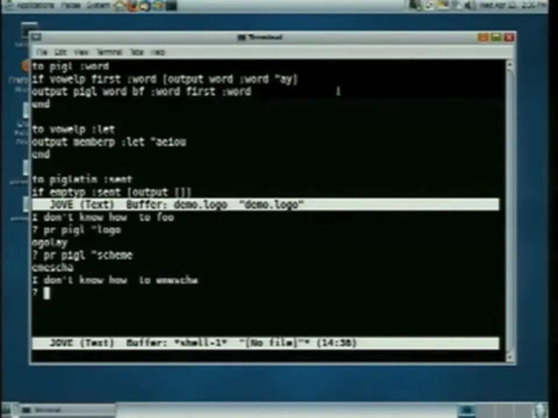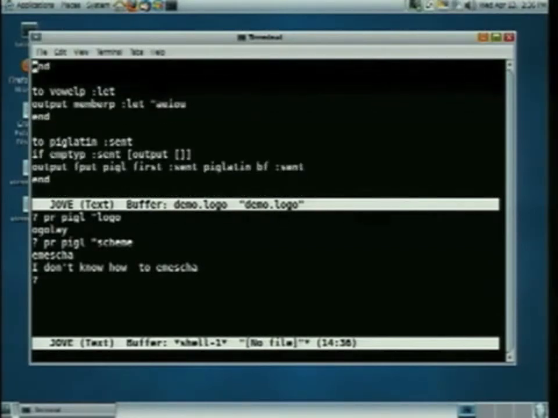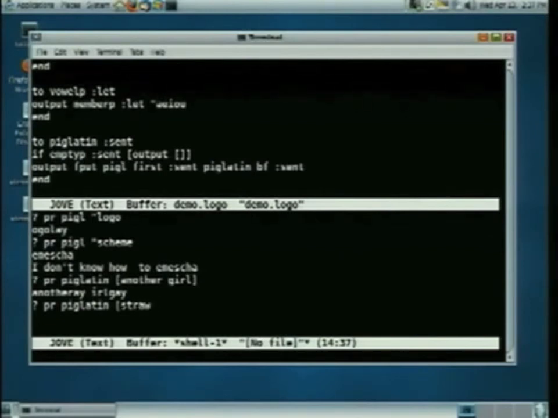OK. So here's just the standard first, but first, your way down a sentence kind of recursion. I say print pig Latin another girl. Not a great example. Oh well. All right. Print pig Latin. There, lots of consonants. That's better.